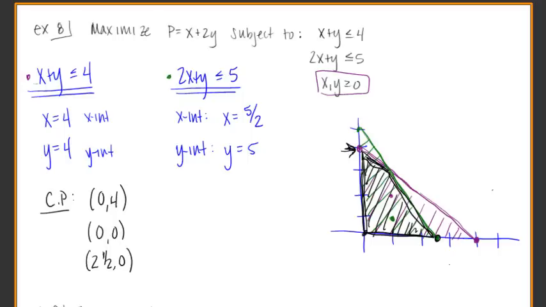And last but not least, we have a corner point right here, the intersection. We need to be able to find the intersection of these two. So let's go back. Let me show you. I'm going to do some work up here on how we're going to find the intersection point.